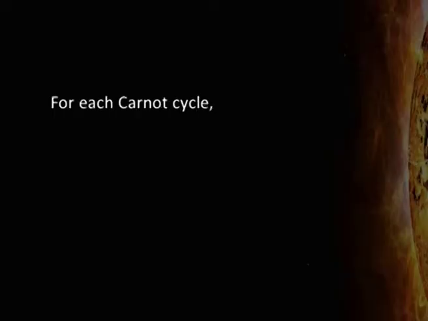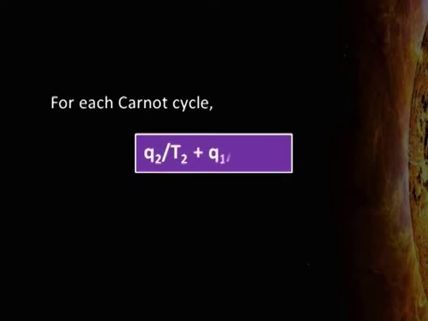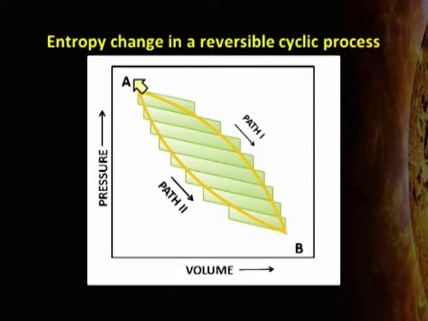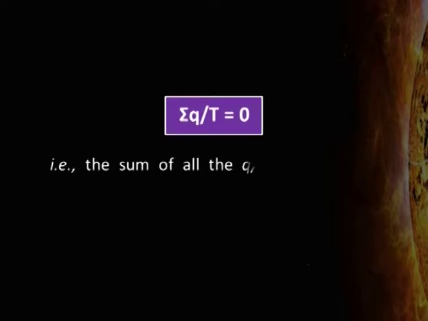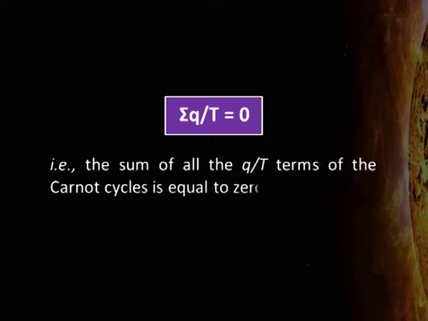Thus, any reversible cycle can be considered as made up of a number of Carnot cycles. Knowing that for each Carnot cycle, Q2/T2 + Q1/T1 = 0, it follows that in the case of the reversible cycle ABA comprising a series of Carnot cycles, this expression takes the form summation of Q/T is equal to 0. That is, the sum of all the Q/T terms of the Carnot cycles is equal to 0.